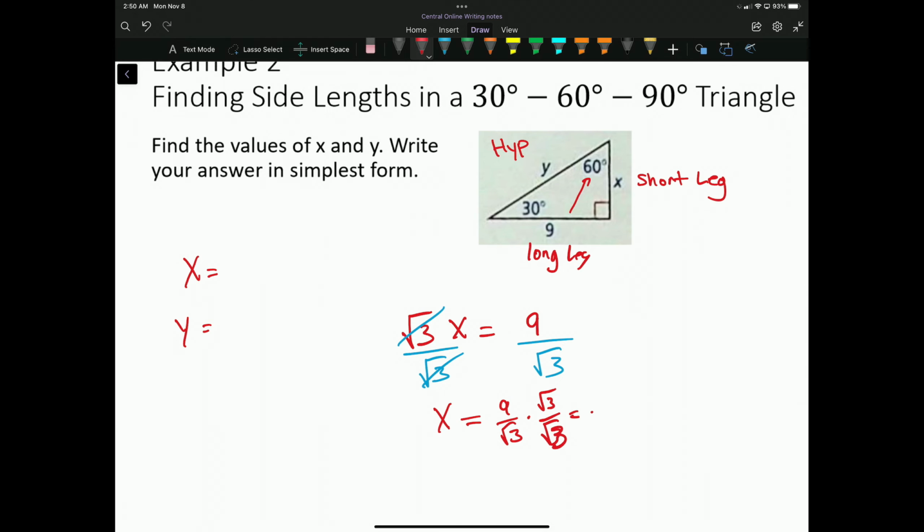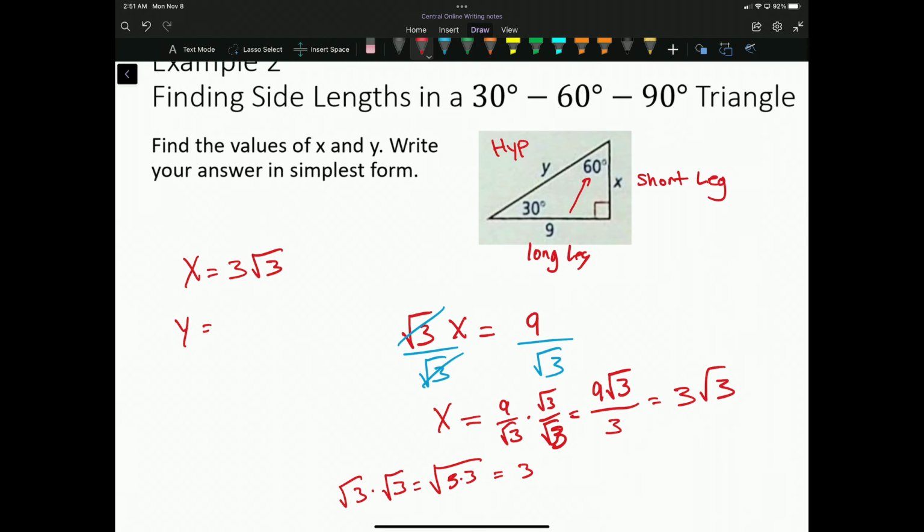Right, so on top, we'll have 9 times the square root of 3. And on bottom, we're going to have the square root of 3 times the square root of 3, right? That would be like saying, inside we have 3 times 3, which would just be 3. So again, we want to simplify this. So we're going to get 3 times the square root of 3. So my answer for x is going to be 3 times the square root of 3.